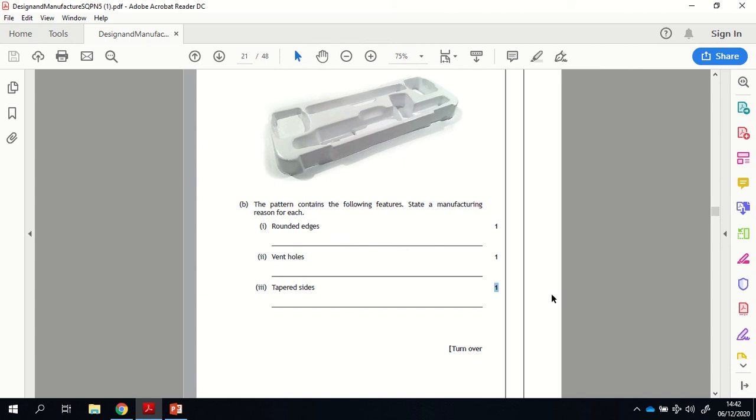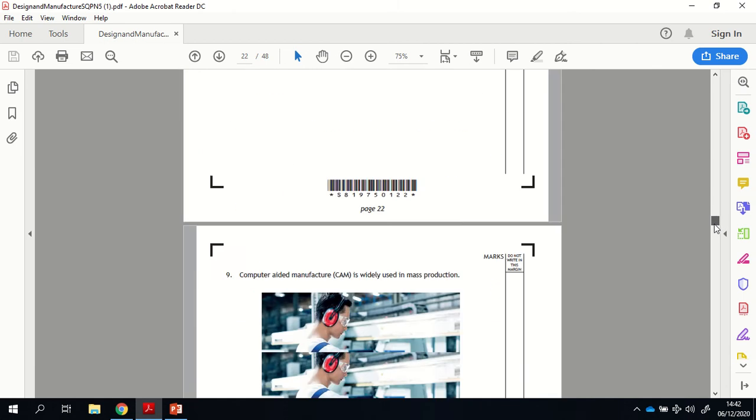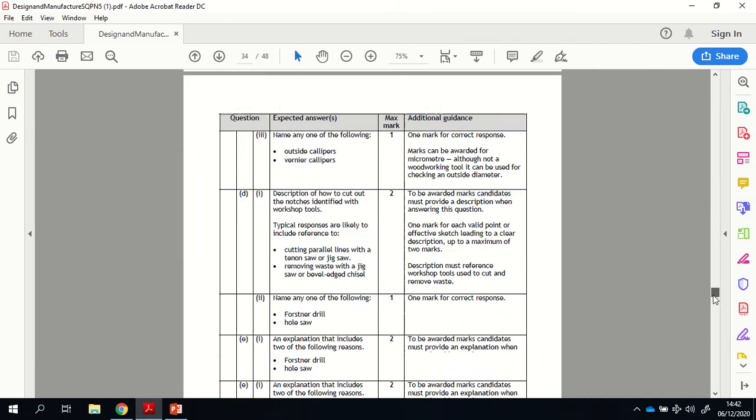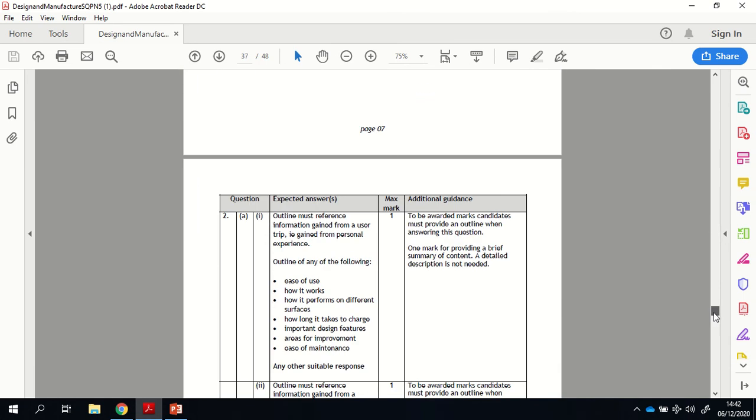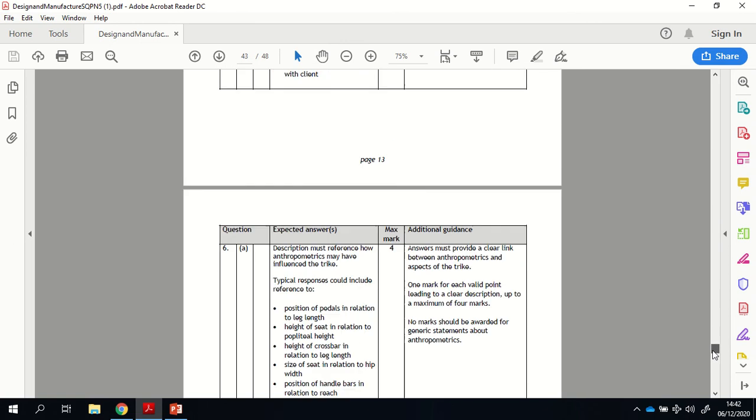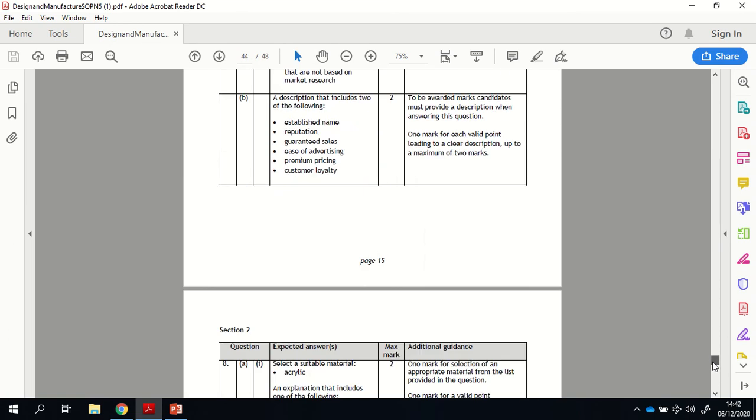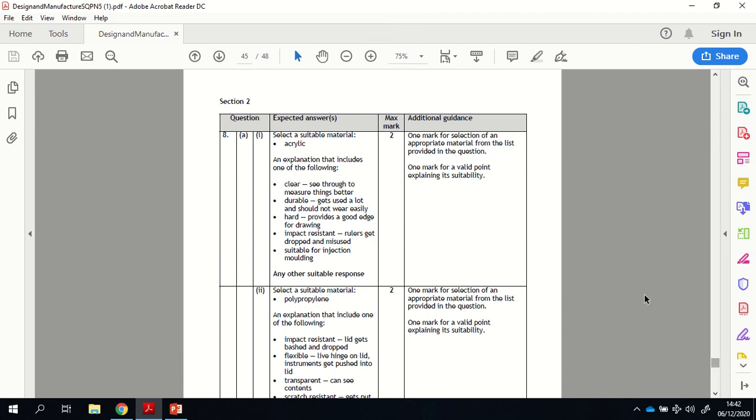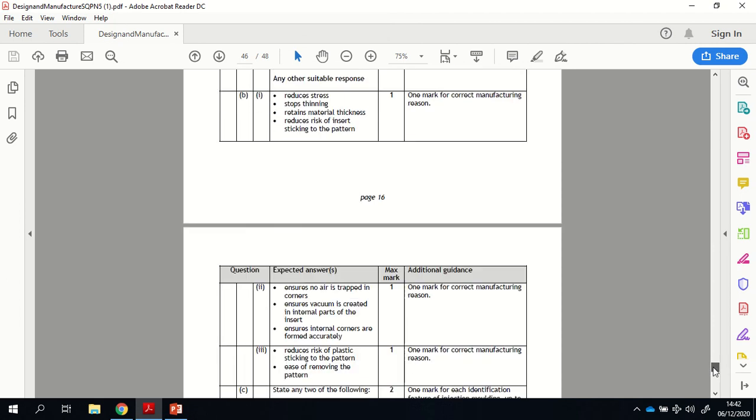If we look at vent holes, again, 1 mark for vent holes. So if the wooden pattern has vent holes, what would be the reason for having vent holes? So again, I would go to the assessment. Question 8. If we don't really know and we need to learn about this, so here's vent holes here. And again, try to make sure that you understand why these statements would get a mark. So it says, ensures no air is trapped in the corners. Now that makes a lot of sense.